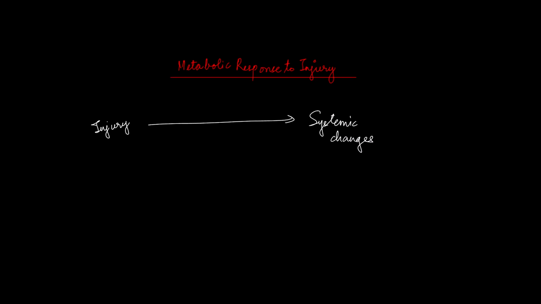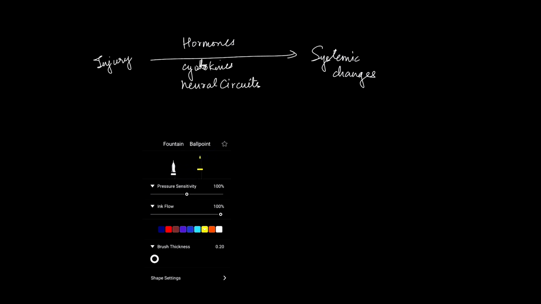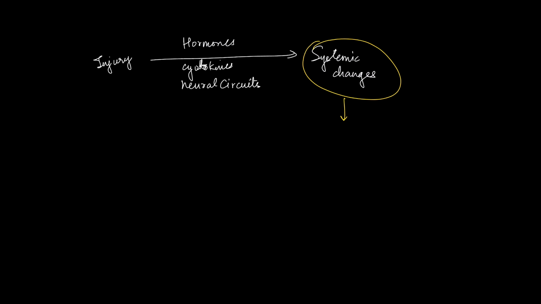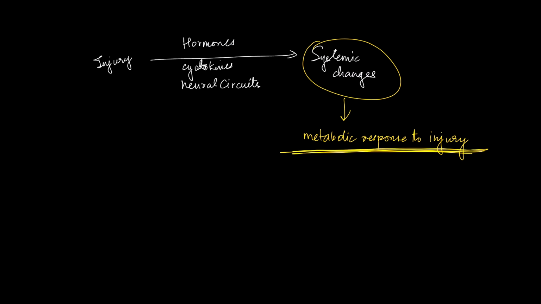Now, these systemic changes affect the functioning of vital organs, which is brought about by hormones, cytokines, and neural circuits. Now, this set of systemic changes that take place altogether is called the metabolic response to injury. The management of this metabolic response has an impact on recovery as well as survival, and that is why it is important to understand what it entails.